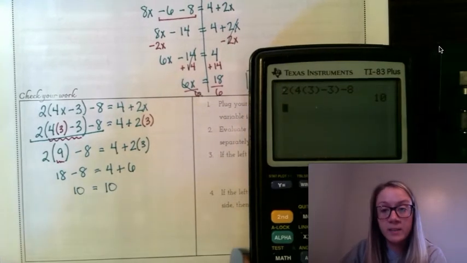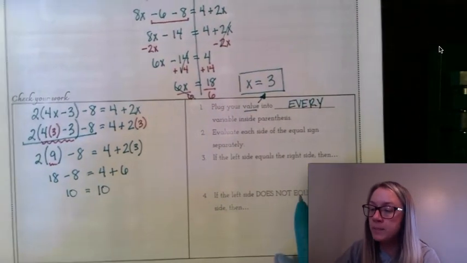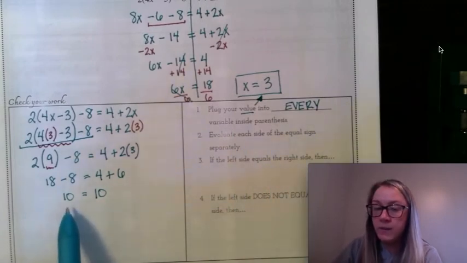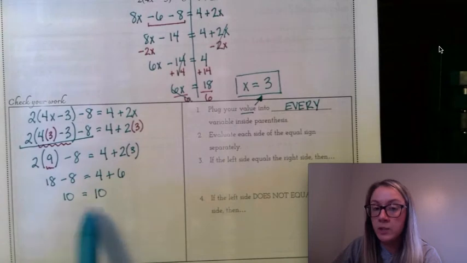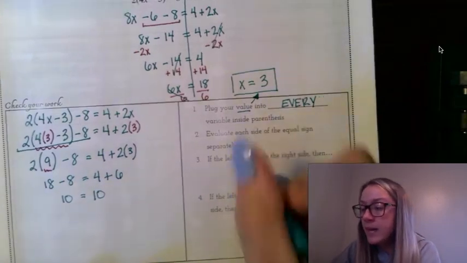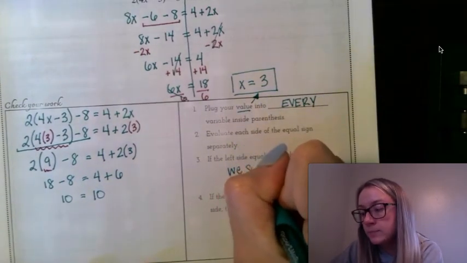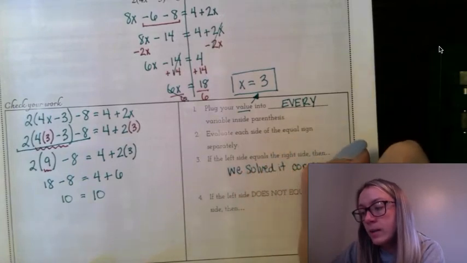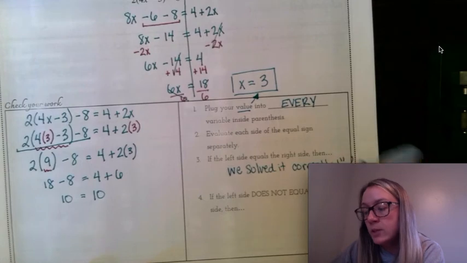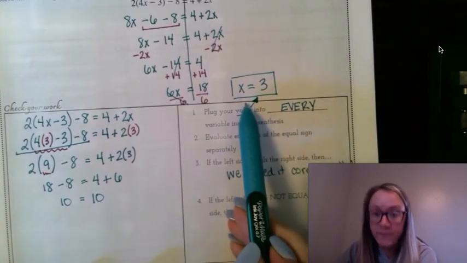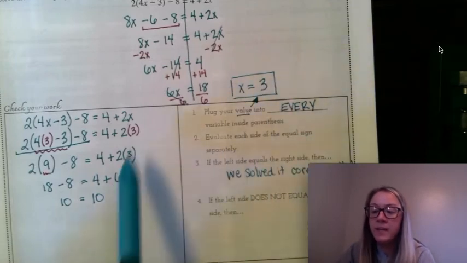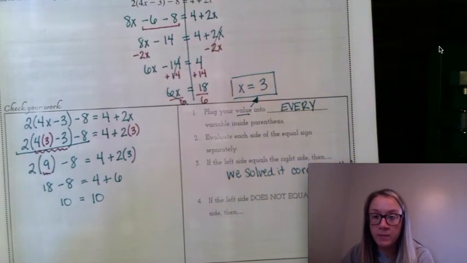I have nothing else left to simplify, so we're going to go back to our steps. If the left side equals the right side, so if this does equal this, if it's true, 10 does equal 10, then we solved it correctly. Yay! So that means I know for a fact that x does equal a positive 3. I found the right answer. It was right here. This is a true statement. We did it right.